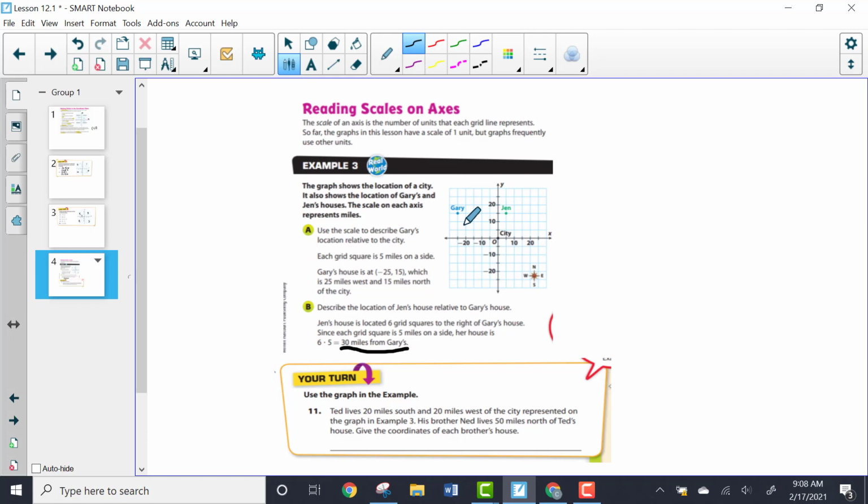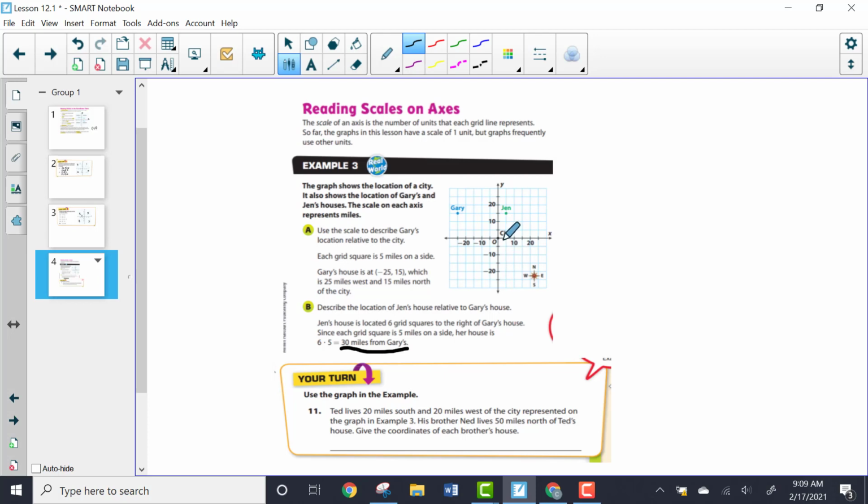Now let's take a look at that question on the bottom there, number 11. It says Ted lives 20 miles south and 20 miles west of the city represented on the graph in example 3. So 20 miles south and 20 miles west of the city. All right, and his brother Ned lives 50 miles north of Ted's house. Give the coordinates of each brother's house.